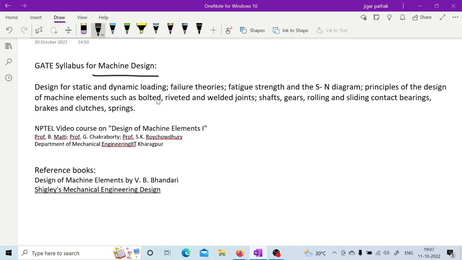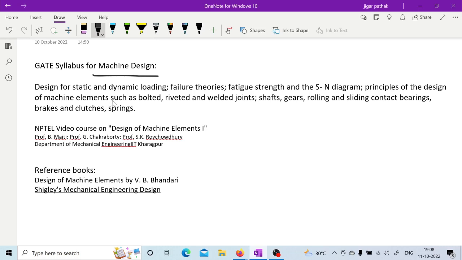Design for static and dynamic loading, then failure theories, then fatigue strength and the SN diagram, then principles of the design of machine elements such as bolted, riveted and welded joints. Then shafts, gears, rolling and sliding contact bearings, brakes and clutches and springs. So basically these are all machine elements, so design of all these machine elements, and apart from that design for static and dynamic loading. So this is how we will see next.